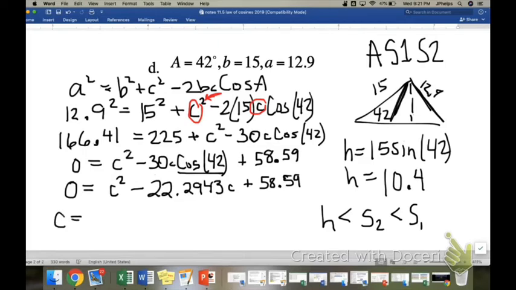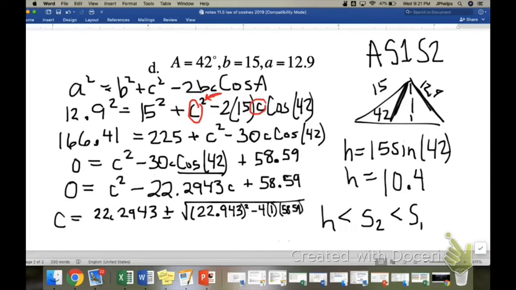So we've got c equals negative b, so positive 22.2943 plus or minus the square root of b squared minus 4 times a, which is 1, times c, 58.59, all over 2 times a. Our a value is just 1, so it's going to be all over 2. And from here, we can simplify it down. You get two possible values for c. So we get c is 19.25. This is c1. And c2 is 3.04.